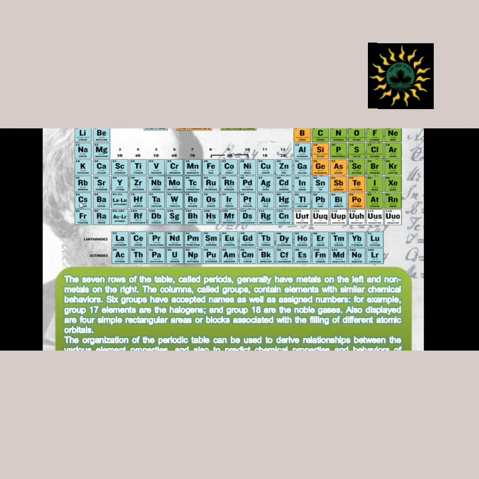In the sixth period, the total number of elements will be 32 because after lanthanum, the lanthanoids group belongs here. So you have to add 14 elements after these 18 elements. 18 plus 14 is equal to 32 elements. So 32 elements are there in period number 6. Period number 7 should also have 32 elements because it contains 14 actinoid elements. That's why it should be 32 elements, but it is an incomplete period, not completed actually.